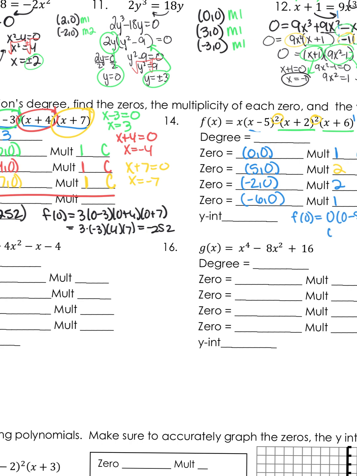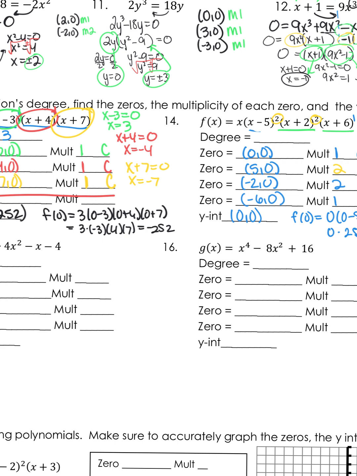And you'll get 0 times 25 times 2 times 6, which will be 0. Or you could just type the whole thing into your calculator. Either way, you should get 0, 0.